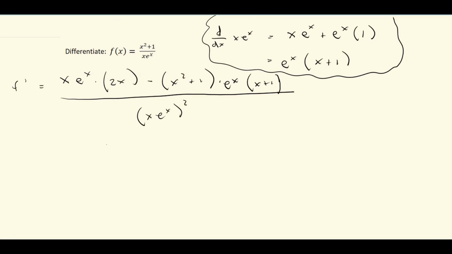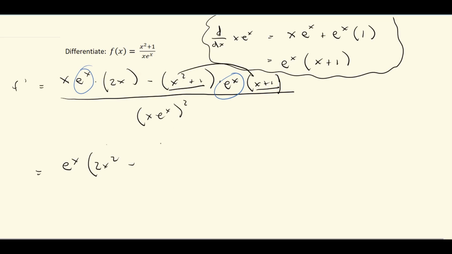So when we look at this, we see that we have two terms in the numerator, and that we have an e to the x here and an e to the x here. So let's just go ahead and factor that out. So we get e to the x times x times 2x, which is 2x squared, minus the other term, which is the product of x squared plus 1 and x plus 1. So let's go ahead and just FOIL that right now.